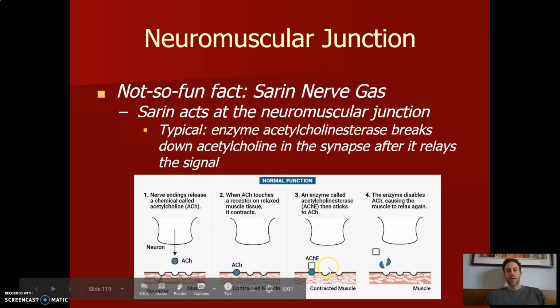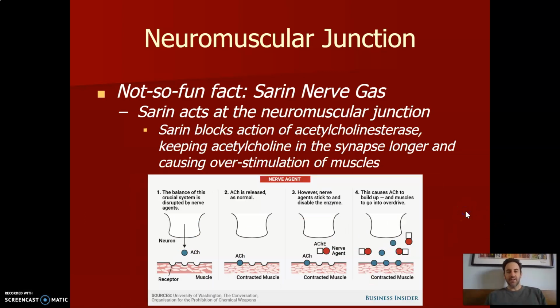That was pretty cool. But this enzyme will bind to acetylcholine and destroy it. And then your muscle relaxes and all is well again. So that's what's normally supposed to happen. Neurotransmitter is released, sends its message, and then it's destroyed. It doesn't do any more.